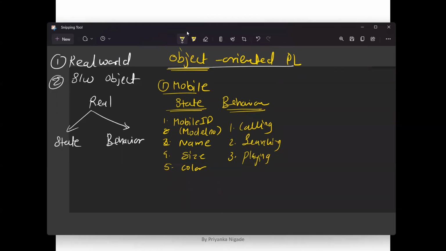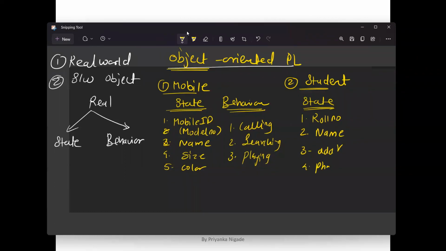Now consider another example, that is student. Suppose a student. Every student has some state, guys. What kind of state? Every student may have a roll number. Correct? Every student may have, of course, a name, some address, some phone number, this kind of information. This is called state. But tell me the behavior.